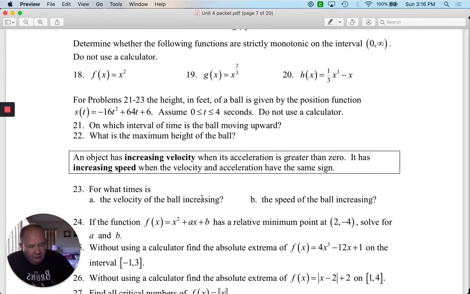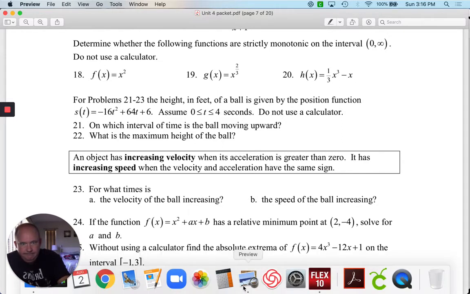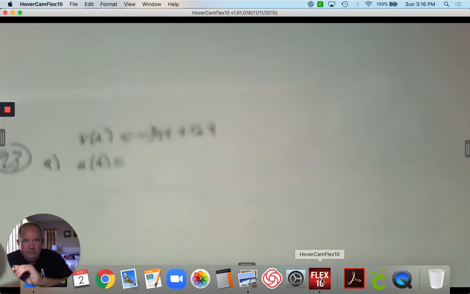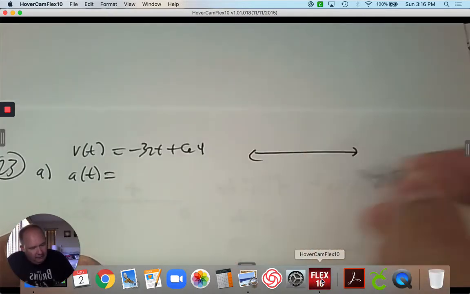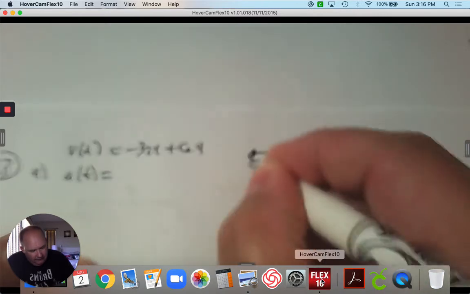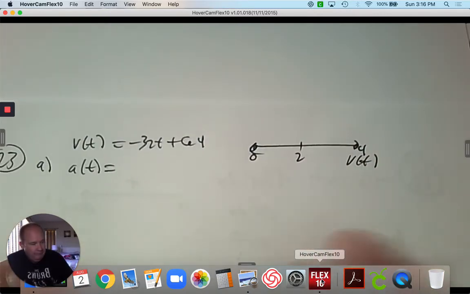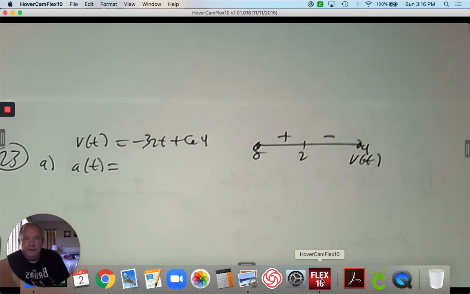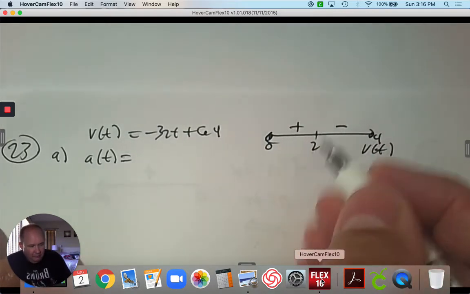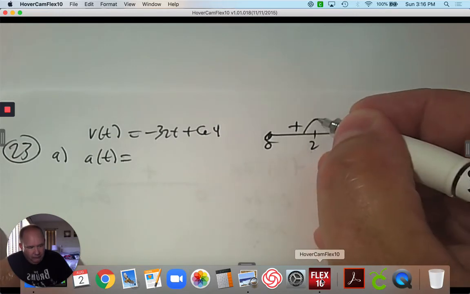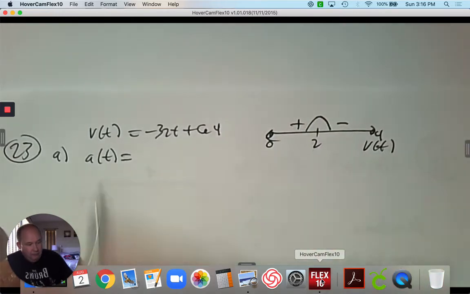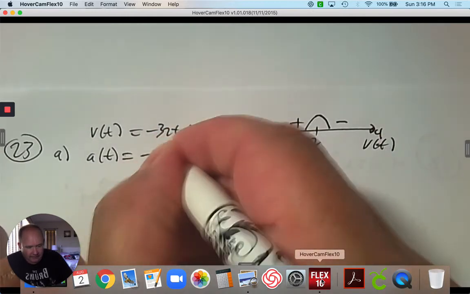So first of all, I need to know the acceleration. So let's make sure I write this down before I switch over. The velocity, which is negative 32t plus 64. Back here, we already did the velocity number line. I'm just writing it again instead of going back and forth with my page. So that's what I had on the other side, from 0 to 4. And at 2, the ball stops and it falls down. So we know it rises and then falls. Okay, so acceleration here, take the derivative, and it's just negative 32.